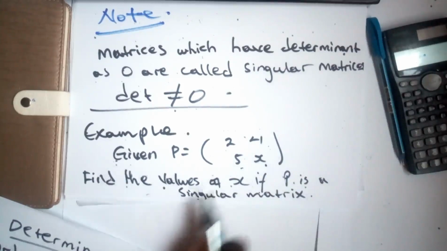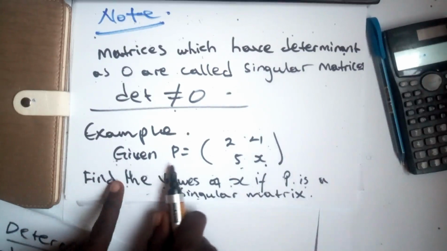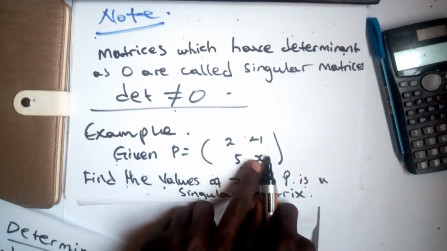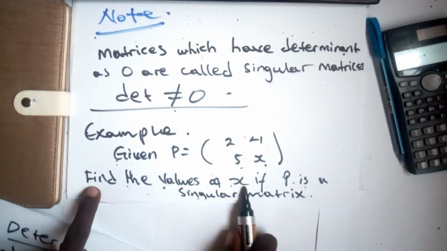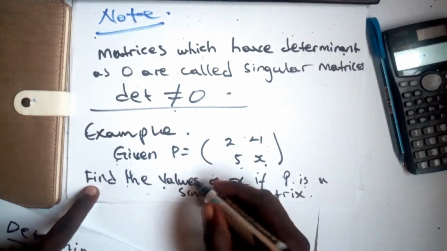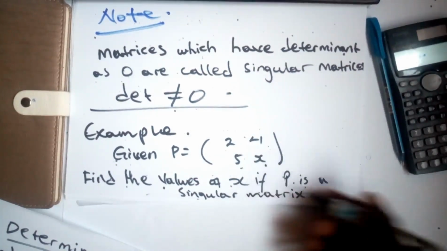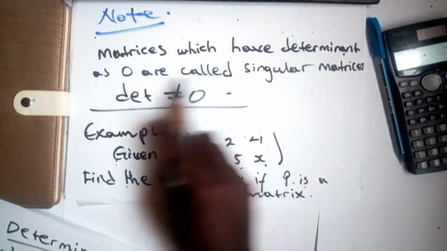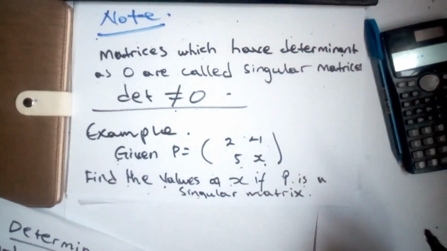So this is the question that we are going to be dealing with: given that P is equal to 2, 4, 5, x. This is the unknown that we have. Find the value of x if P is a singular matrix. Remember, matrices which have a determinant of 0 are called singular matrices. Oh my god, this is done.